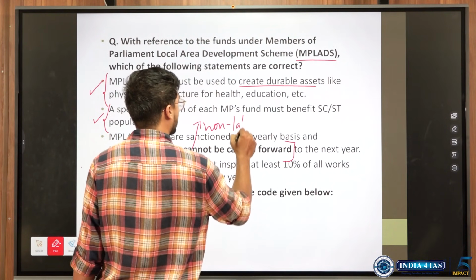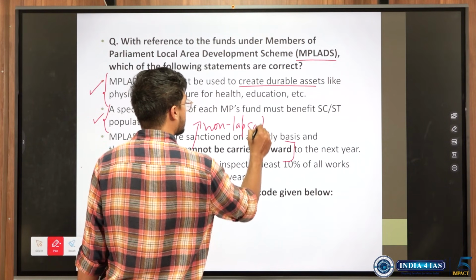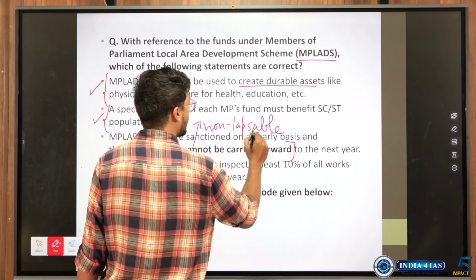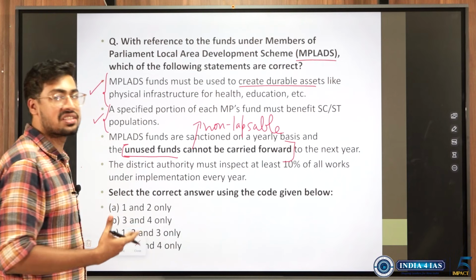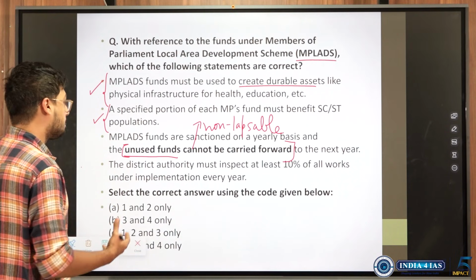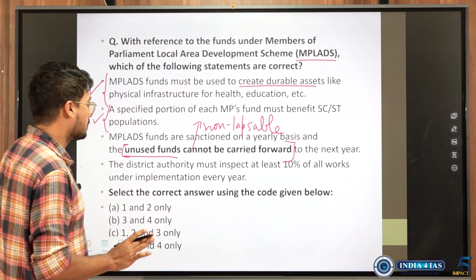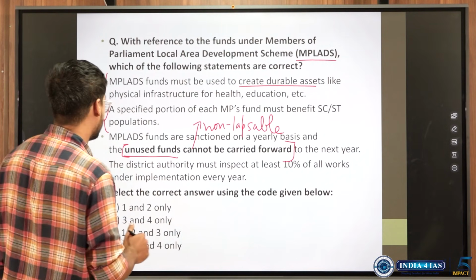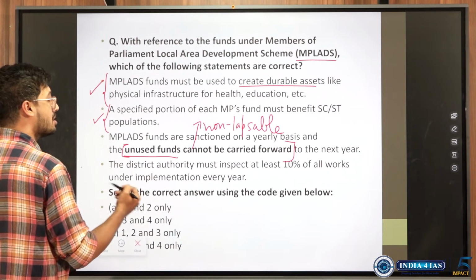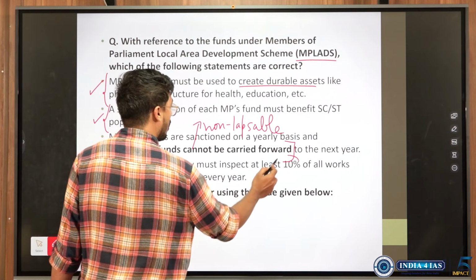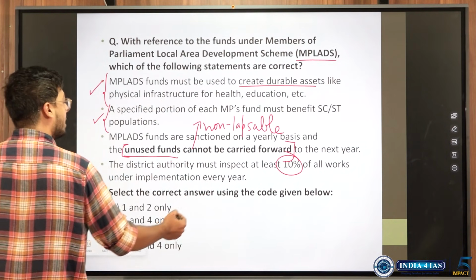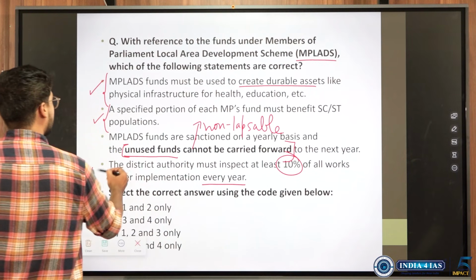Unlike budget. In the budget what happens is March rush: whatever amount is remaining at March time, the government spends it fast. But in case of MPLADS it is a non-lapsable fund, just like Nirbhaya fund. And the district authority must inspect at least 10% of all the works under implementation every year. This is also correct statement.